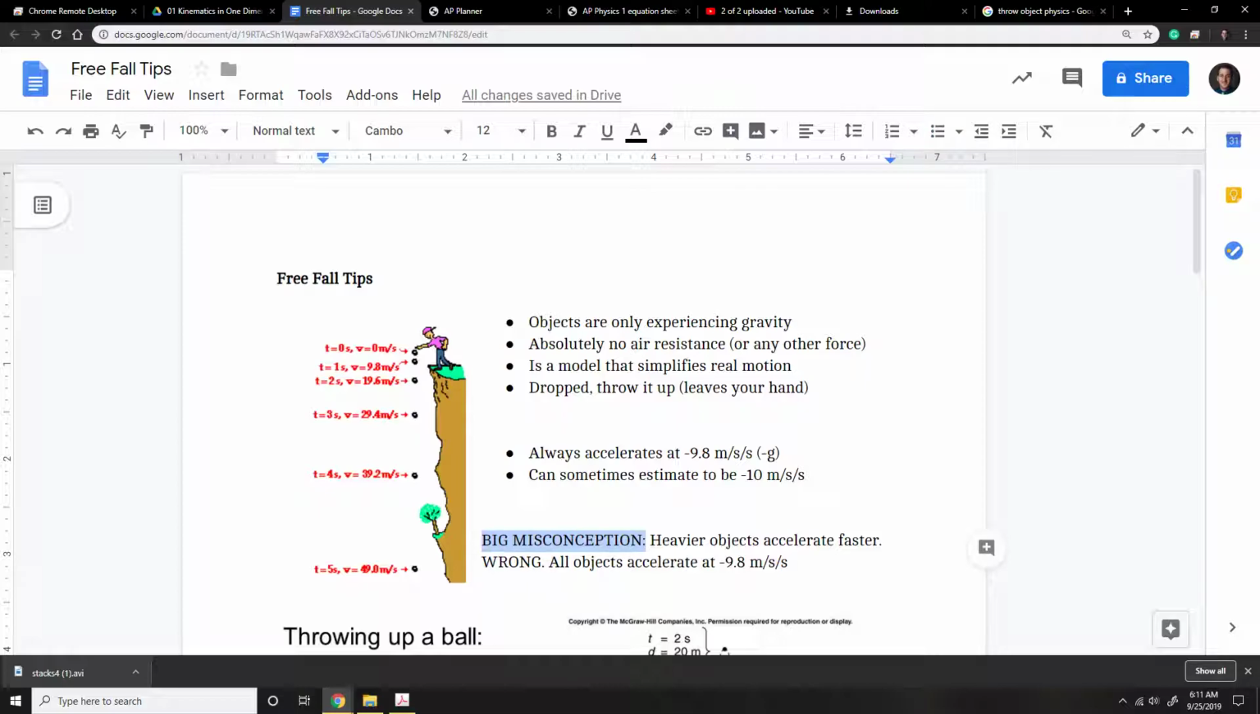Here's the big misconception. A lot of people think, and this goes back hundreds of thousands of years, I suppose, that heavier objects accelerate faster. If I drop a feather and a hammer, they're going to accelerate differently because the feather is light and the hammer is heavy. That is absolutely wrong. The reason that happens is air resistance. If you could suck out the air and drop the feather and the hammer without any air, they would both accelerate to the ground at negative 9.8 meters per second squared, and they would hit the ground at the same exact time.